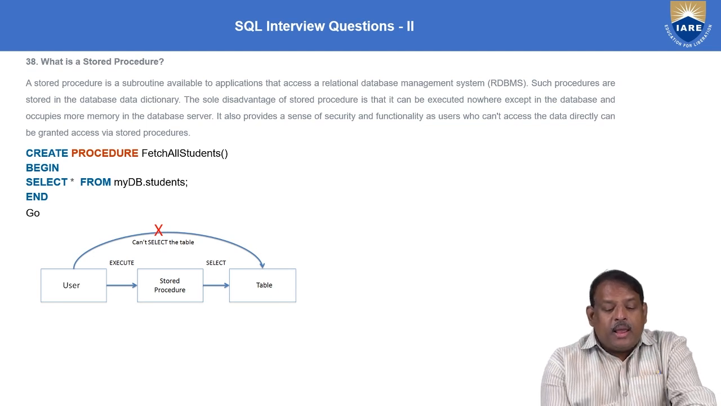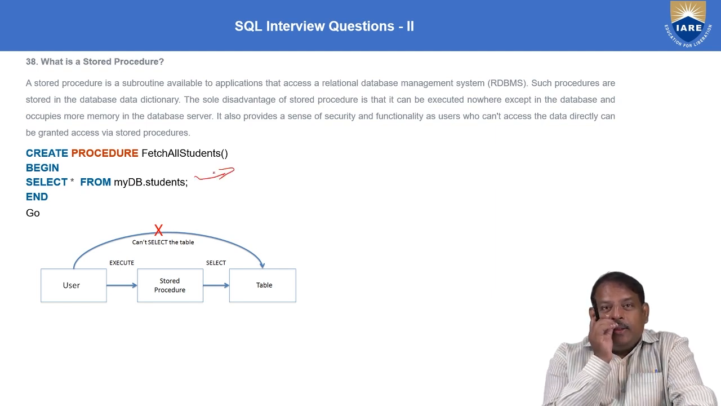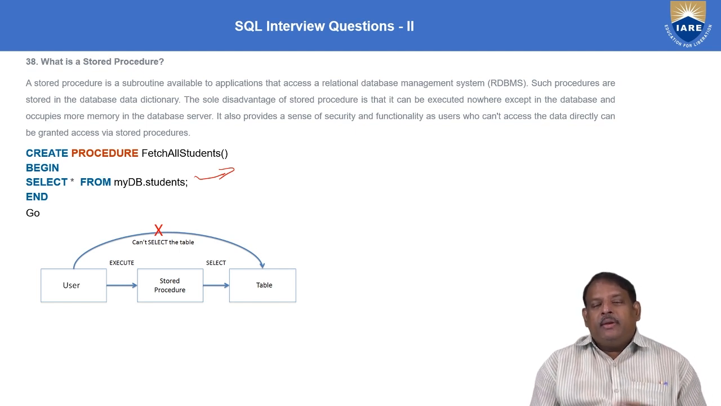For example, here I am creating a procedure called create procedure fetch all students. I want to fetch all the student data. I say begin and end, and between the lines, select star from my student data. Actually, I can write the statement select star from my student data directly, and I am going to get the data.